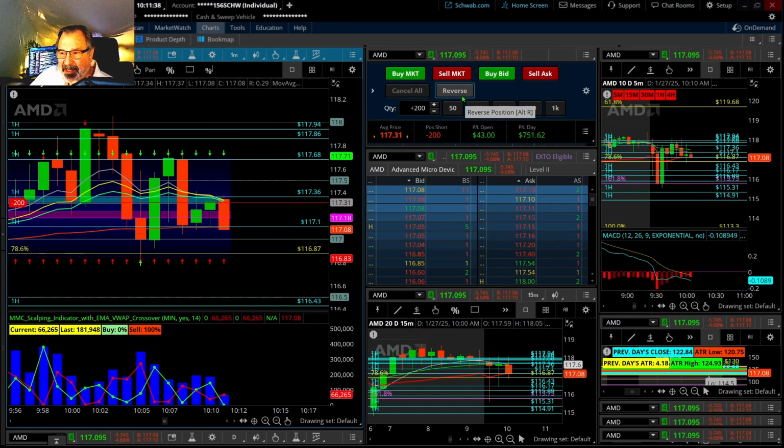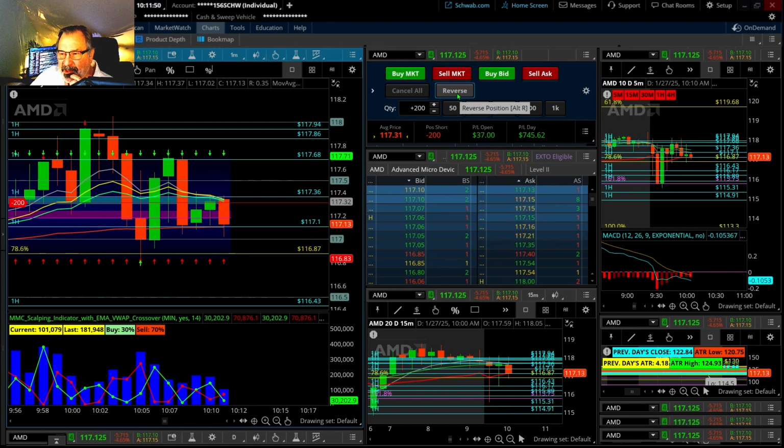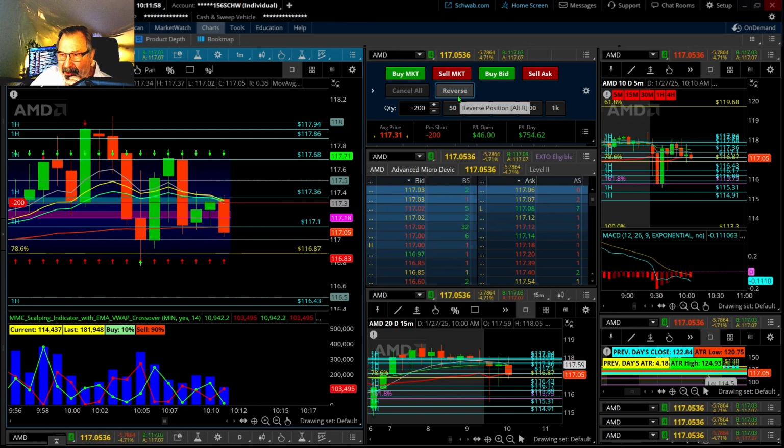So 1710 again, maybe this could be it. Oh, it broke it. It broke it. 05, 04. So now the even dollar. Look for the even dollar as a resistance. Wow, it went all the way back up again. Did you see that? Wow. Went right back way above the 17.